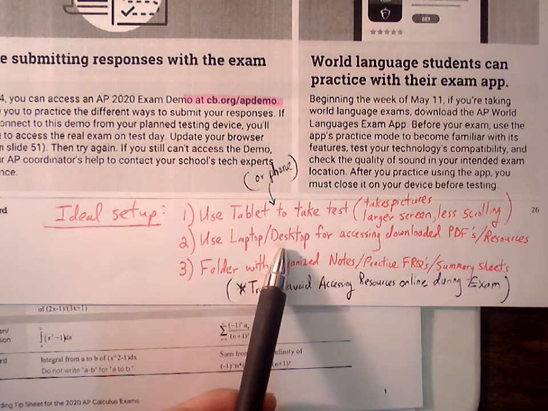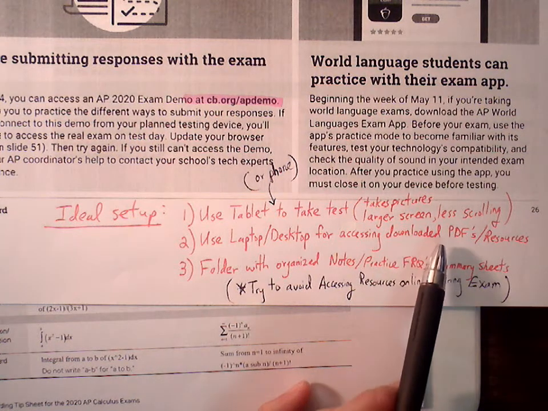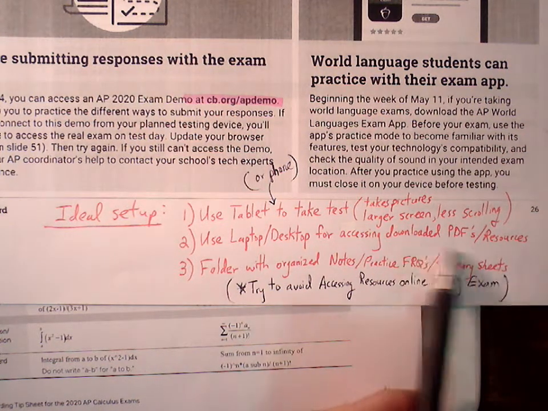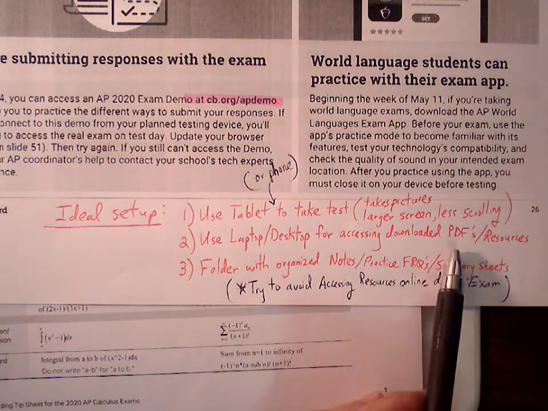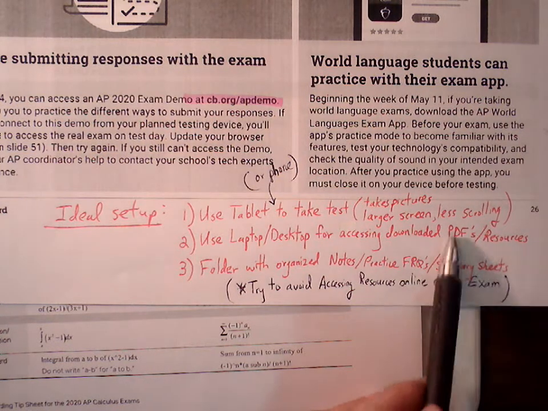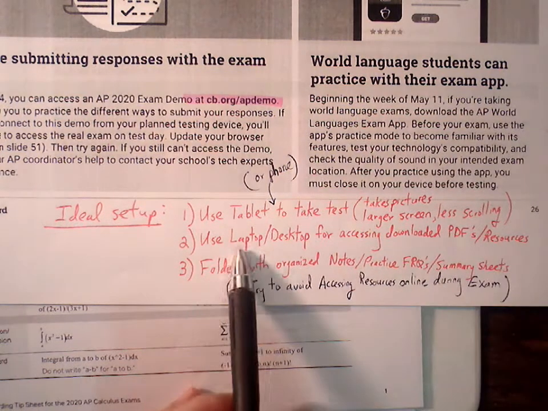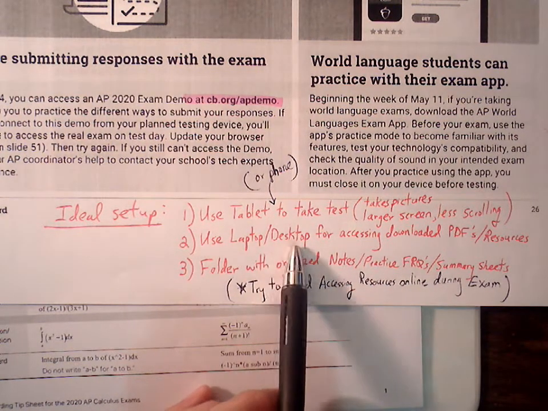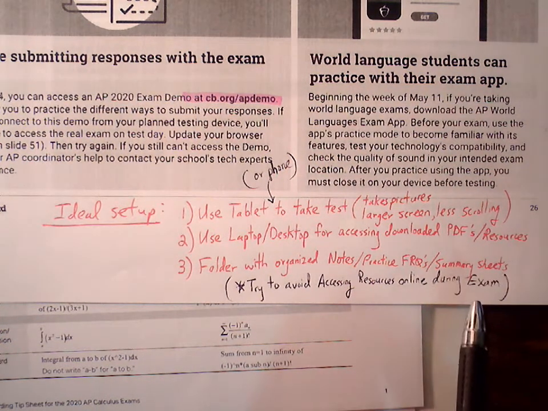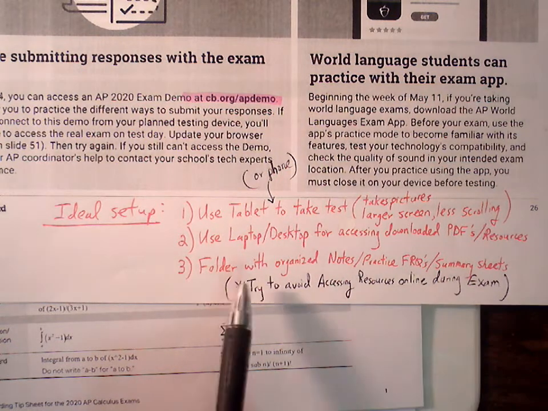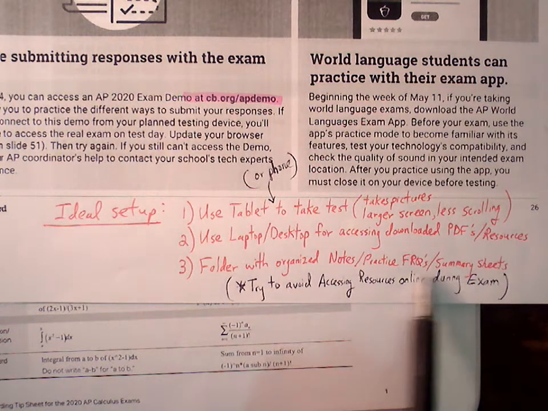I would use a laptop or desktop not for taking the test, but for accessing your downloaded PDFs and resources that you already have. Maybe it's from my website that you want to download PDFs of worksheets, of resources, of FRQ solutions. So I think it would be good to have a laptop or desktop, not for taking the test, but to access resources that you want to store on your computer. And then hopefully you also have a folder with organized notes, practice FRQs, and summary sheets.